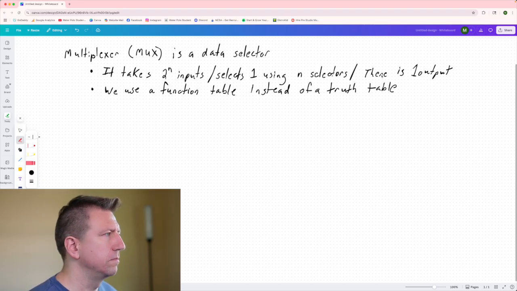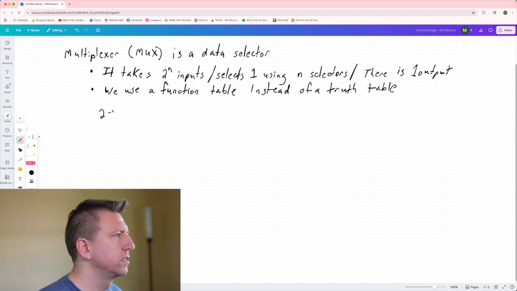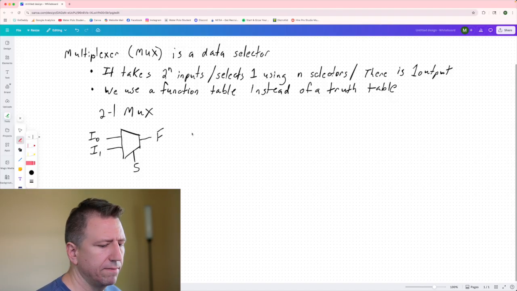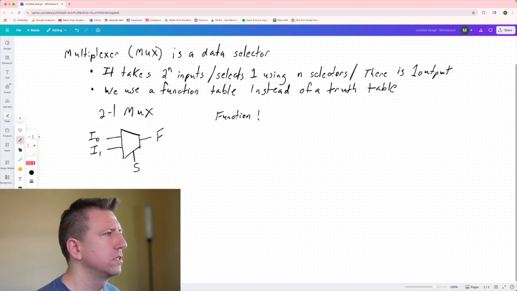Okay, so a 2-to-1 MUX takes 2 inputs and then outputs 1. So here is input 0, input 1. There are selector lines, and so here is an S selector line. There's only one for a 2-to-1 MUX. And then we have the output F. And then here's our function table. It looks a lot like a truth table.